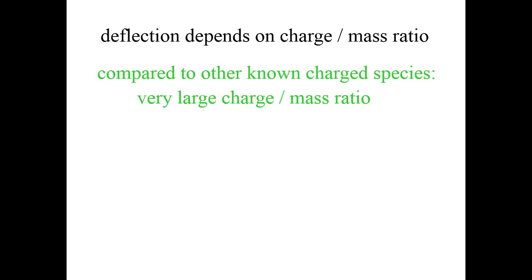Thomson had experimented on other charged particles. He found that the deflection for the cathode rays was much greater. In other words, they had a very large charge-to-mass ratio.